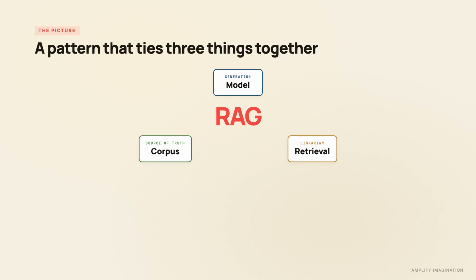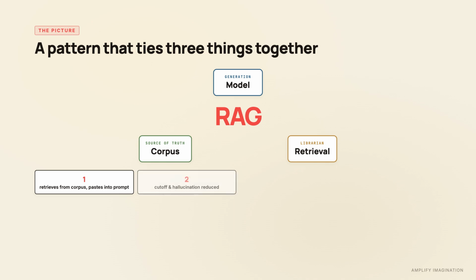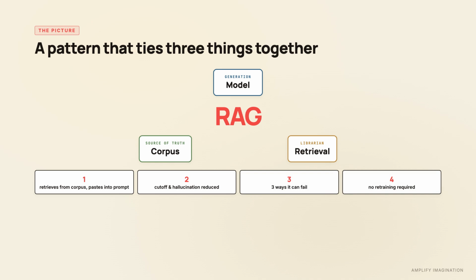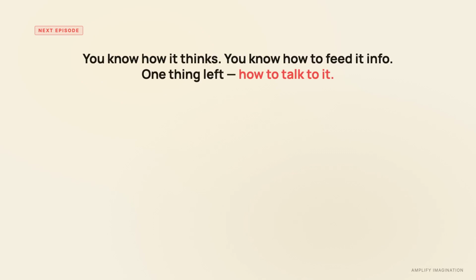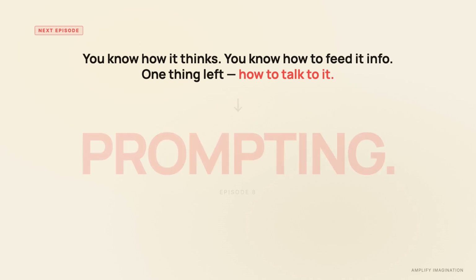To recap, RAG retrieves relevant text from a corpus and pastes it into the prompt before the model answers. It works around knowledge cutoff, reduces hallucinations, and adds custom knowledge, all without retraining. It can fail when retrieval is bad, the chunk is wrong, or the model ignores the chunk, and you've been using it without knowing. Next episode, you now know how the machine thinks and how to give it information it doesn't have. There's one more thing, how to actually talk to it so it does what you want. That's prompting.